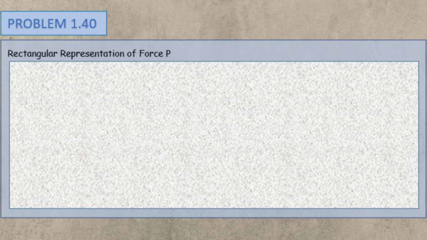Alright, so for problem 1.40, again guys, you must have the copy of the textbook so that you will know the problem that I am going to solve and you will somehow relate to the given figure of our problem. So for problem 1.40, we need to find the rectangular representation of force P. So based on the figure of our textbook, you will notice that there is actually a right triangle from that figure. So before we proceed to our solving, first let me introduce the formula that we will need for us to solve this problem.